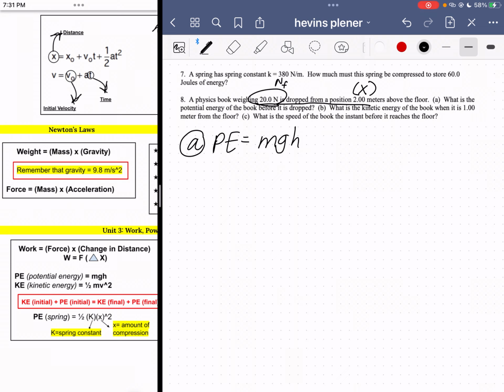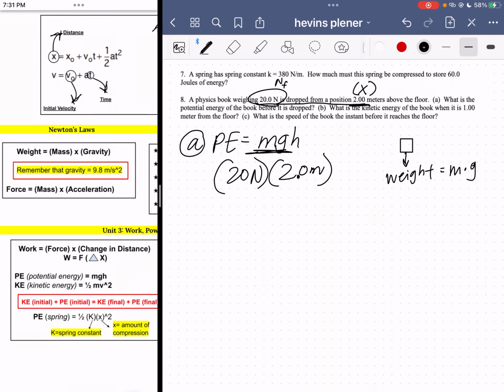Okay. You know that your weight, when you look at a free body diagram, the downward force is weight, which is mass times gravity. And oh my gosh, how crazy. We already have mass times gravity here, so we don't even have to find anything crazy. So 20 newtons times our height, which was 2 meters, is 40 joules, potential energy.